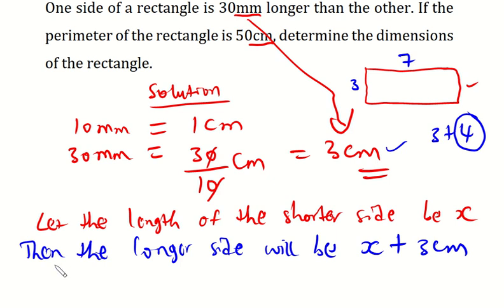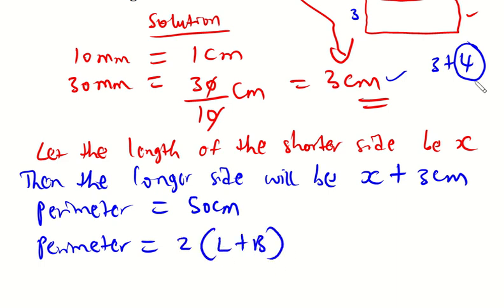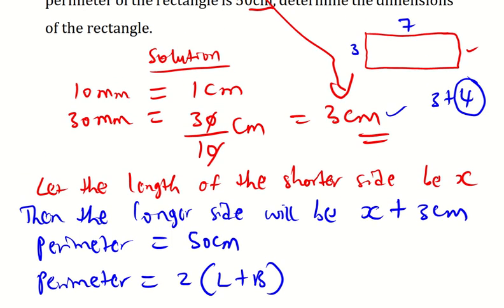They said the perimeter is equal to what? 50 centimeters. Let me ask you this question. What's the formula for calculating the perimeter of a rectangle? Can you tell me? I hope you still remember. So you see, this is very, very important. You need to know this basic formula. The formula for calculating the perimeter of a rectangle is 2 into bracket length plus breadth. Is that okay?